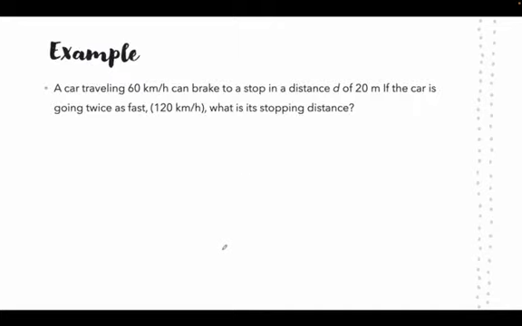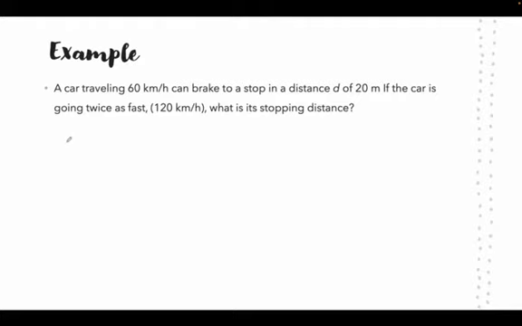A car traveling at 60 kilometers per hour can brake to a stop in a distance of 20 meters. If the car is going twice as fast, what is the stopping distance? Now, in this case, we're of course assuming that it is the same car with the same tires, same brakes on the same road. So that means that the braking force is the same in both cases.